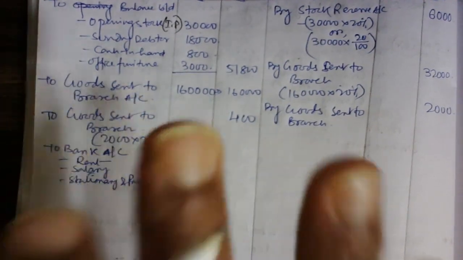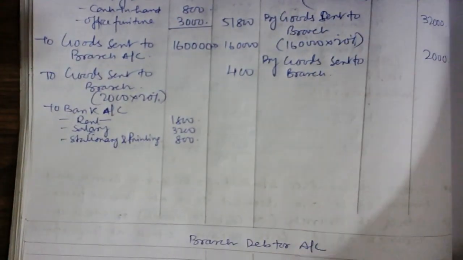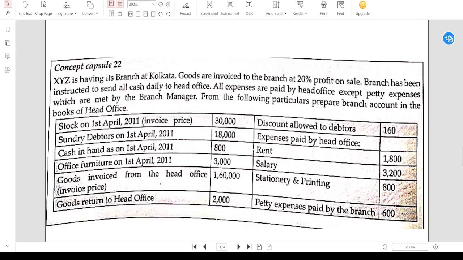Acha, I am not going to put the PT as expenses paid by the branch, because the question specifically says that if you check in the above line, it is clearly written that all expenses are paid by head office except petty expense which are made by the branch. So if any expense is made by the branch, it should not be debited in the branch account. We need to just remember this. Okay guys, तो तीनों को ऐड करके कितना होता है? 5,800. मेक इट आउटसाइड. ठीक है, 5,800 मेक इट आउटसाइड.